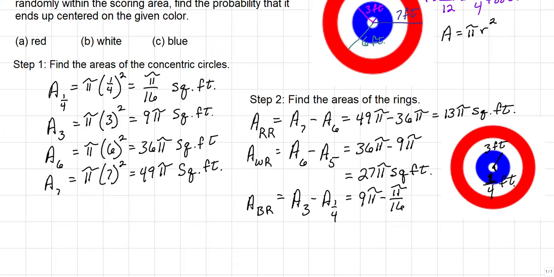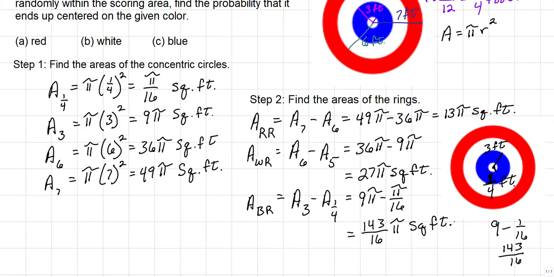Now, keep in mind that when I'm doing this, I want to try to keep this in terms of pi. And depending on the calculator that you have, you may be able to actually input pi in there and get your answer. But in reality, this is simply 9 minus 1/16. And so when I calculate that, if I'm using a calculator that will display it as a fraction, I will get 143 over 16. And so my answer here is 143 over 16 times pi square feet.